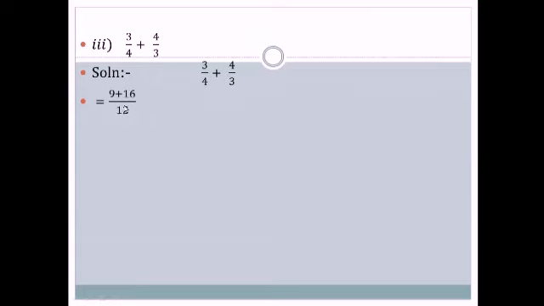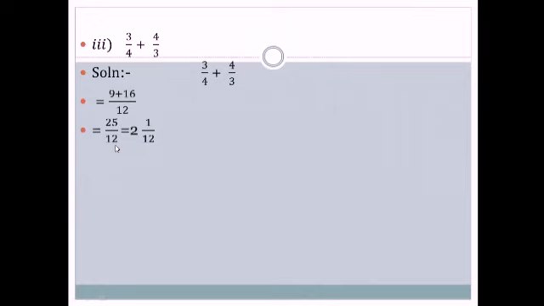Now this LCM, this 12, is divided by the first fraction denominator. Denominator is 4. 4 times what is 12? 4 threes are 12. So 3 is the answer. Now this 3 multiply with the numerator. 3 threes are 9. Again LCM is divided. LCM is 12. 12 divided by 3, 3 fours are 12. So answer is 4. So 4 multiply with the numerator, 4 fours are 16. So in this way, you have to take the LCM. Now 9 plus 16, you will get 25 over 12.